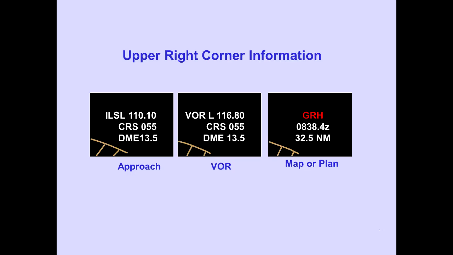The upper right portion of the ND displays approach, VOR, or next waypoint information. Approach information consists of the approach receiver selected, receiver identifier or frequency, selected runway course, and distance to the receiver. This is displayed in the approach modes. VOR information consists of the VOR receiver selected, receiver identifier or frequency, selected course, and distance to the receiver. This is displayed in the VOR modes. The next waypoint identifier, time of crossing, and distance to the waypoint are displayed in the map or plan modes.